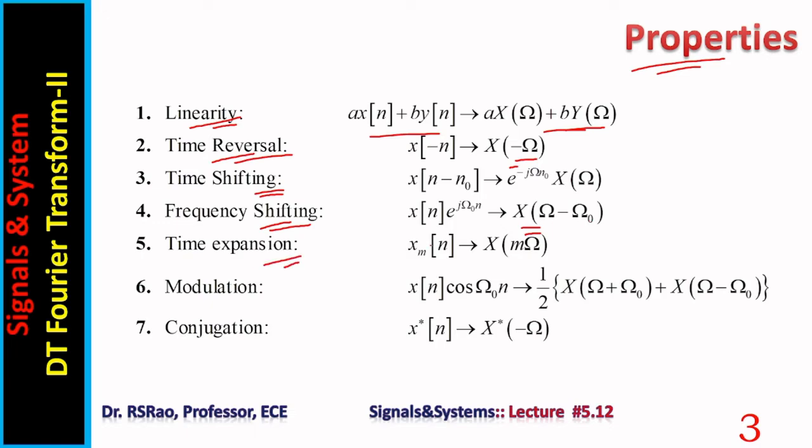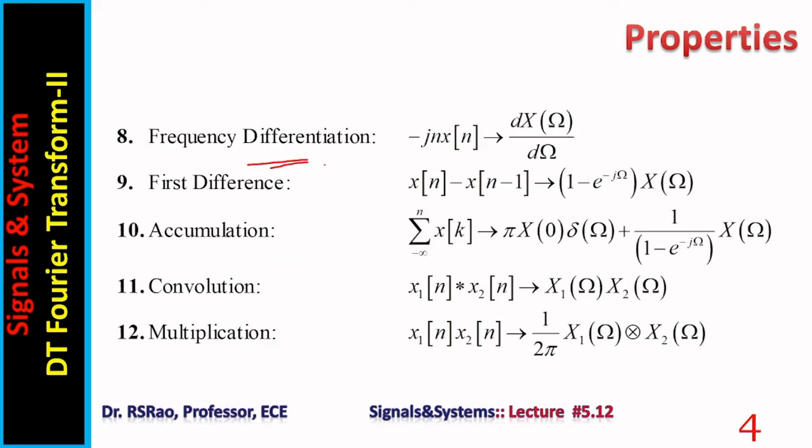Time expansion. x m of n, its transform is X of m omega. Modulation. Transform of the product of x of n with cos omega naught n is half of X of omega plus omega naught plus X of omega minus omega naught. Conjugation. Transform of x of n conjugate is equal to X of minus omega conjugate. Frequency differentiation property. Transform of minus j n x of n is equal to the first differential of X of omega.